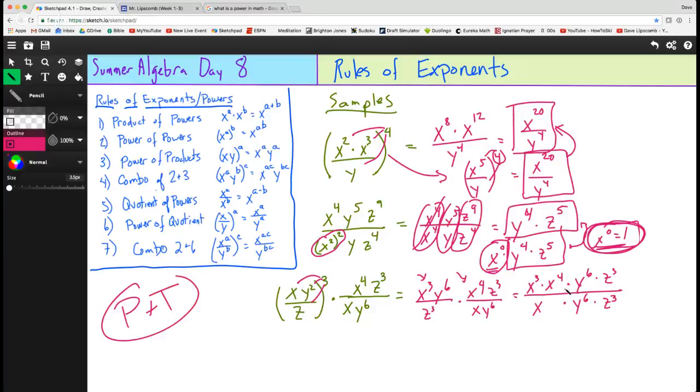Well, y to the 6th over y to the 6th, those cancel because they're the same. And z to the 3rd over z to the 3rd is the same. Those cancel. So all we have now is, on top, x to the 7th, since x cubed times x to the 4th is x to the 7th, over x. So by the quotient rule, that's x to the 7 minus 1, because this is like an implied 1, or x to the 6th. And there you have it.